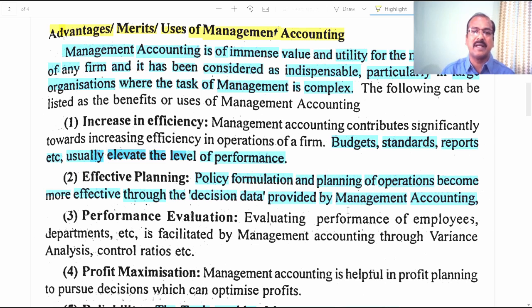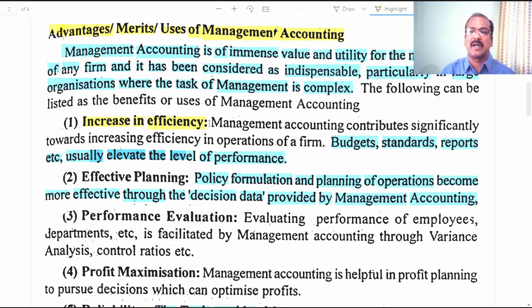The first advantage of the subject is increase in efficiency. Management accounting contributes significantly towards increasing efficiency in the operations of a firm. Techniques like budgets, standard costing, reports, taxation usually elevate the level of performance of the personnel who are involved in the preparation of reports to be submitted to the management in the name of management accounting.